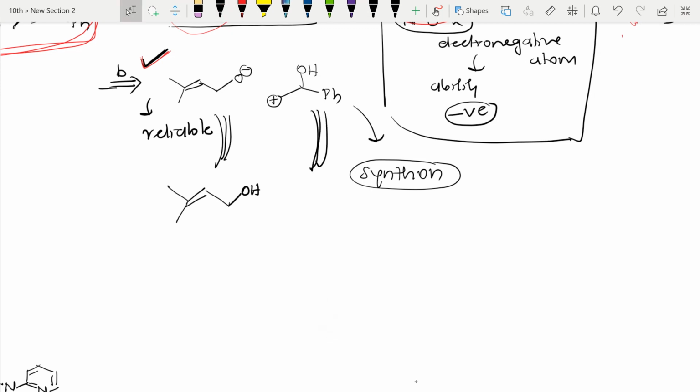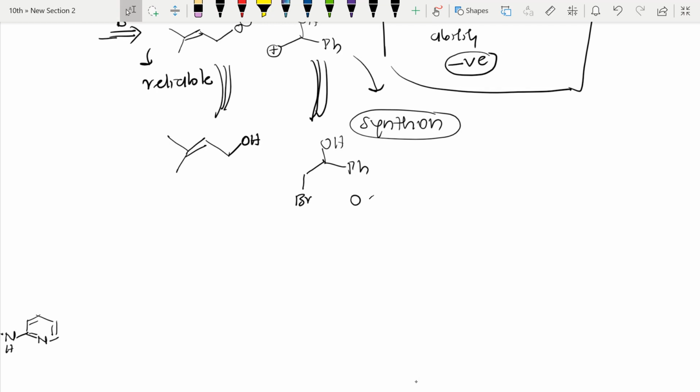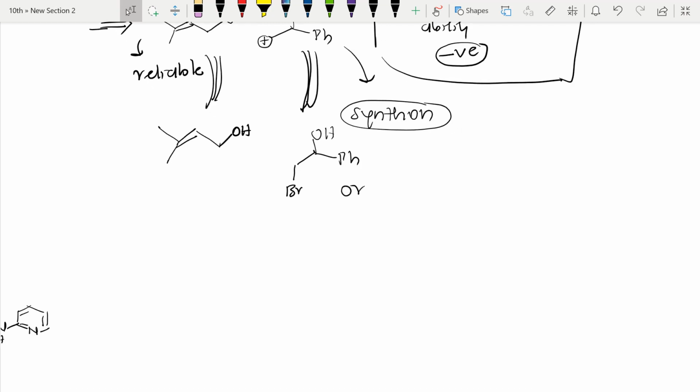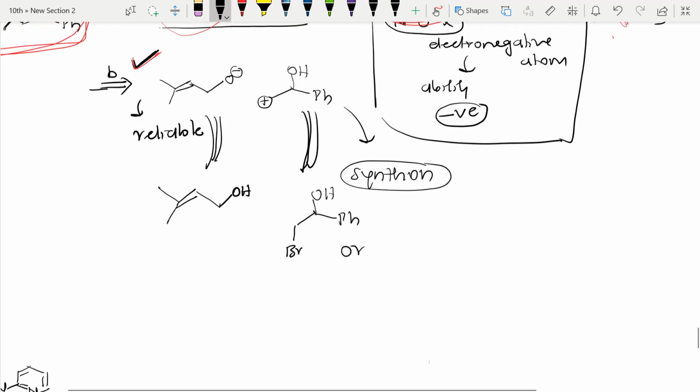So here I can write like this also. OH is there, Ph. Instead of writing a positive charge, I can write any good leaving group like bromine here. And there is one more possibility, one more reagent we will get, that is, see here. Here instead of writing bromine, what I can do, just observe here.